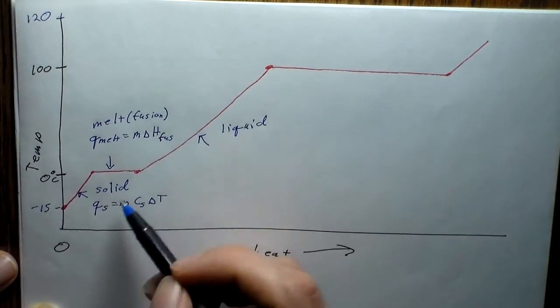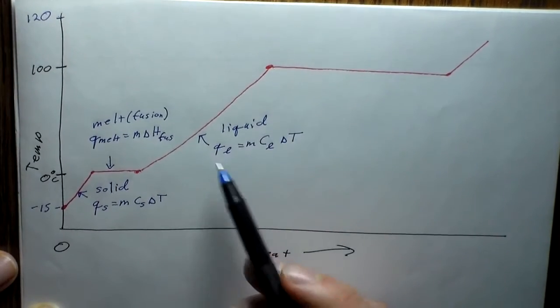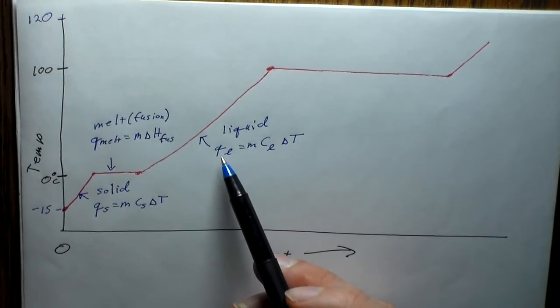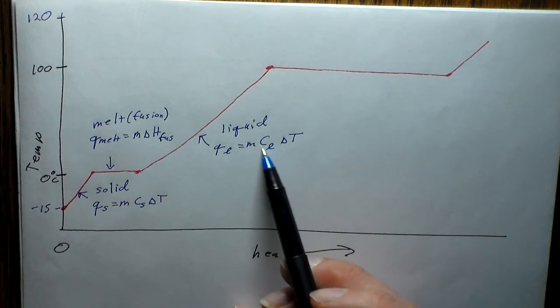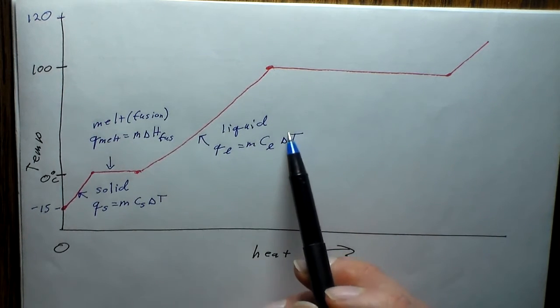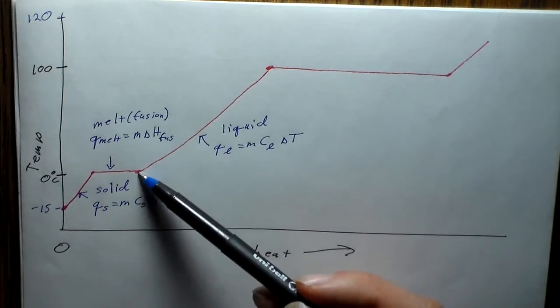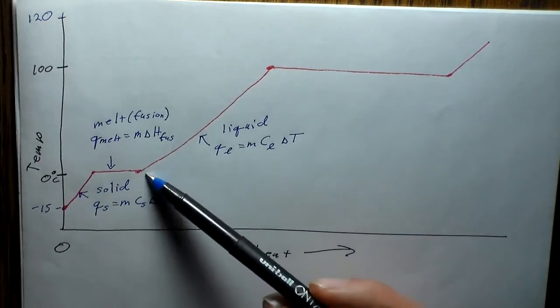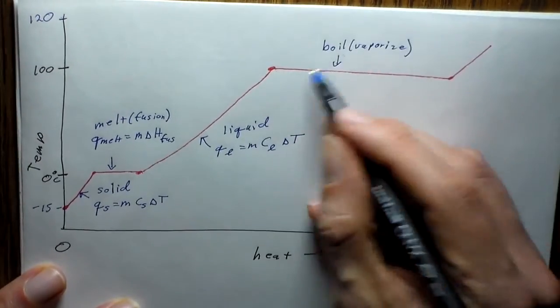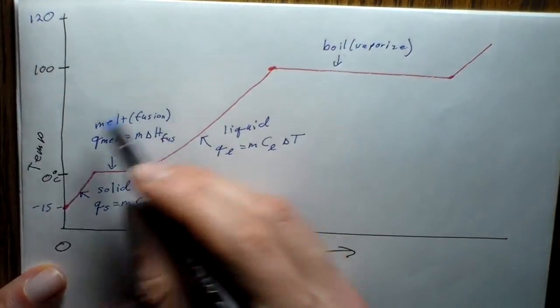All right, this of course is the liquid. So here again, as you're heating your liquid, this is going to be the mass of that liquid times the specific heat capacity of that liquid times the change in the temperature. So here, if you're just heating the liquid up from 0 degrees to 100 degrees, that temperature change would be 100 minus 0.